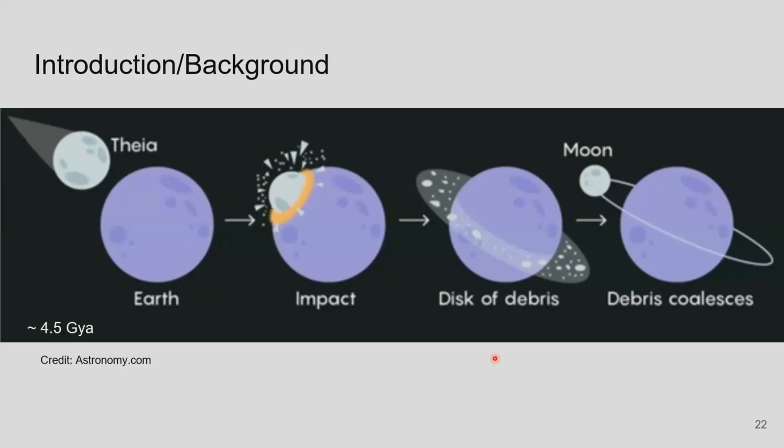How did it form? Pretty much think back 4.5 billion years ago, when the Earth was just starting to form. The Earth was struck by a Mars-sized object called Theia. In the resulting collision between the two bodies, you formed a large disk of debris that orbited in the Earth's gravitational field. Eventually this debris all came together, coalesced, and formed the moon that we see today.